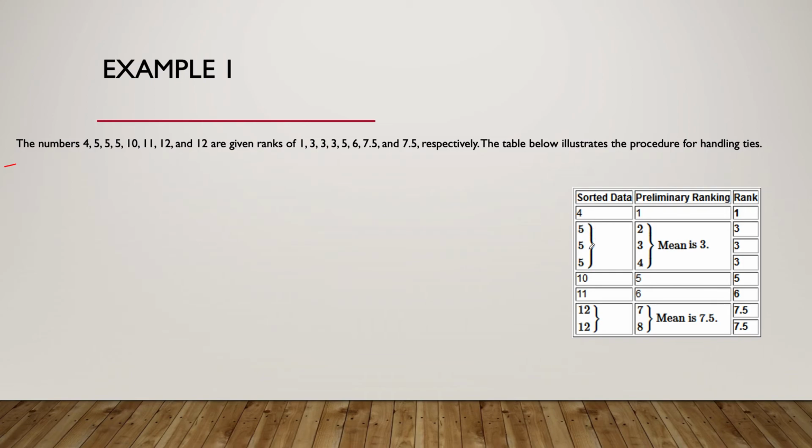And because of the fact that we have these three, these fives would be split between rankings of 2, 3, and 4. Because they're all the same number, we're going to average those to a value of 3. So each of these fives will have a rank of 3. 10 is the next number, that then has a rank of 5. 11 is the next after that, that has a rank of 6. And then 12 was there twice, would have rankings 7 and 8. Average those, you get 7.5 for those two rankings.